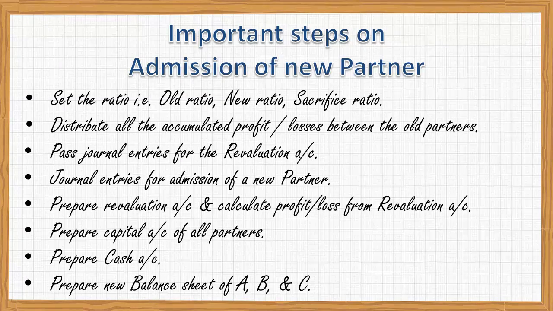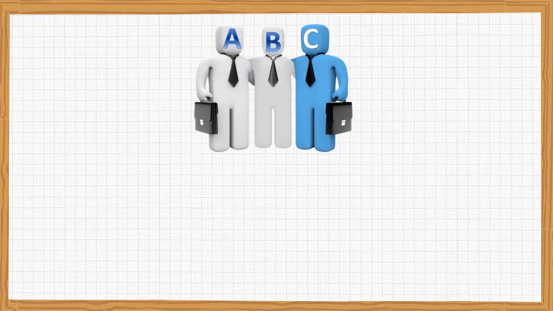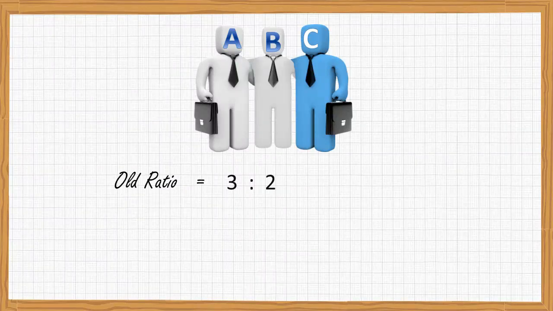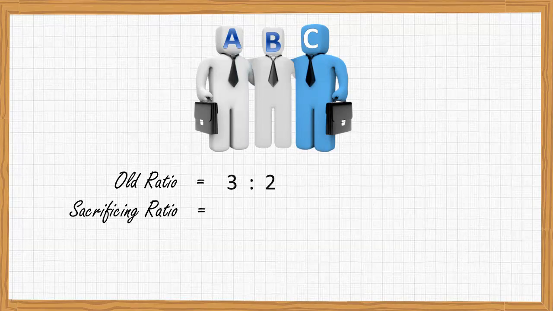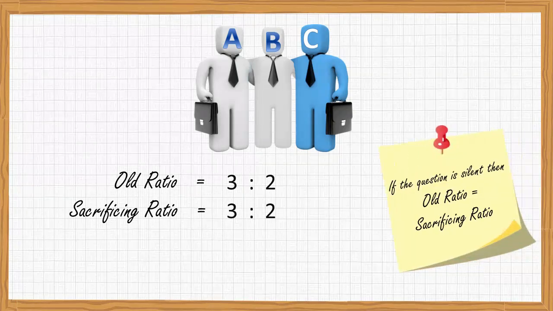So first of all, there are three partners, A, B, C. I'm going to calculate all the ratios. So old ratio was 3:2 and the sacrificing ratio will be 3:2, as I have already explained you in my previous segment. If the question is silent, there is no additional information about the ratio, old ratio and sacrificing ratio is always same.